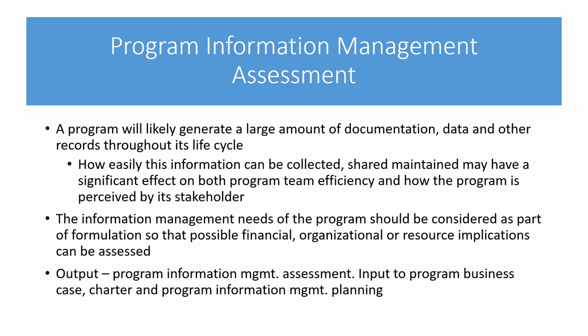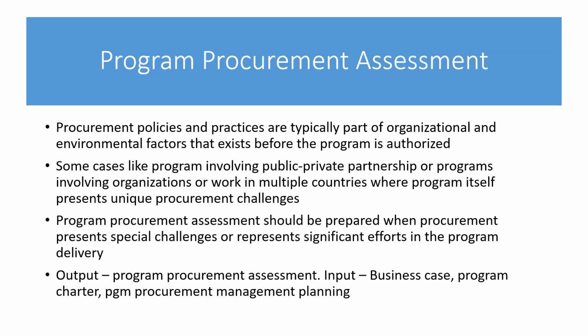So the information management needs of a program should be considered as part of formulation so that possible financial, organizational, and resource implications can be assessed, right? So the output is going to be the program information management assessment, which is an input to the program business case and charter. And finally, it will be an input to the program information management planning. So you need to understand what the things happening in the formulation activities are. Essentially, assessment and estimate, which will be a crucial input to your planning phase, right?